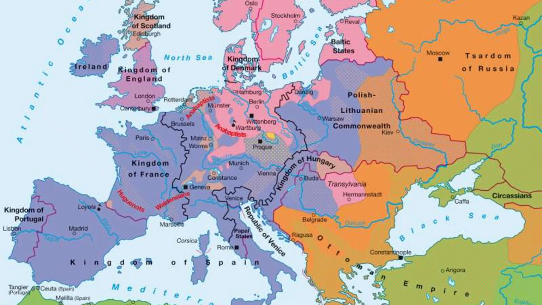We can see the breakdown of religion on this map. The green is going to be Islam. The orange is going to be Eastern Orthodox. The pink is Lutheran, and the blue is going to be Catholic. With the notable exception of the Kingdom of England, which will break away and become the Anglican Church.